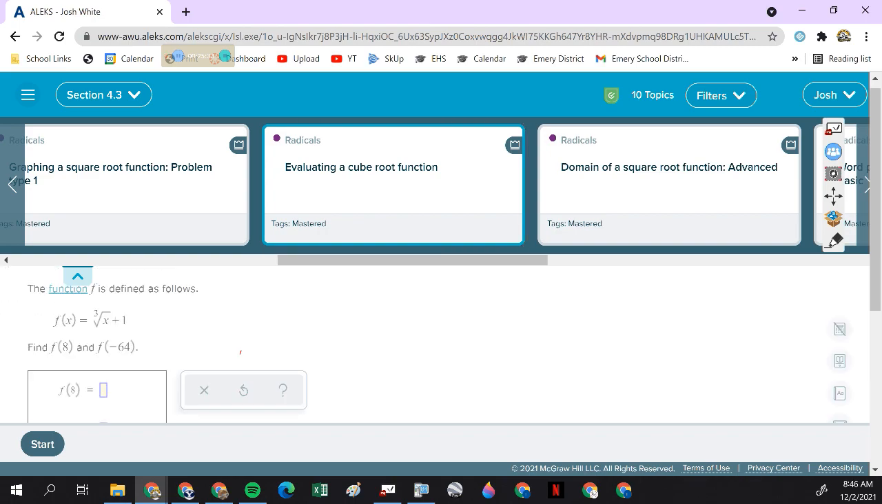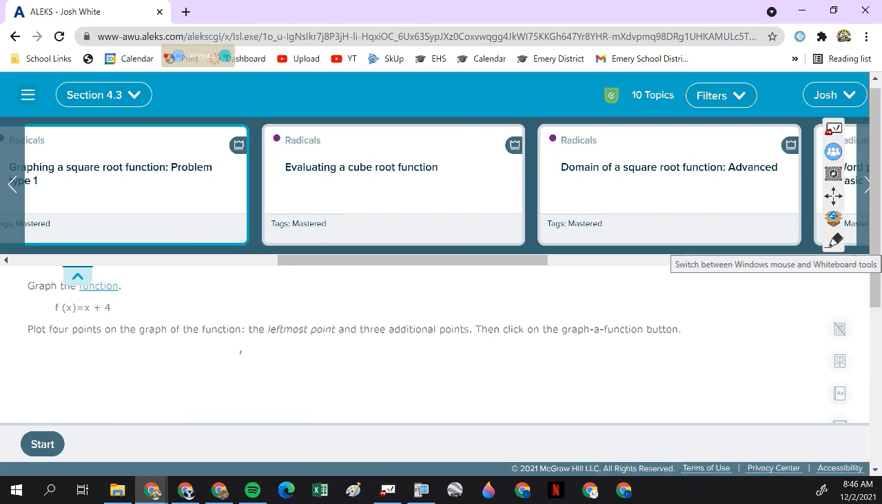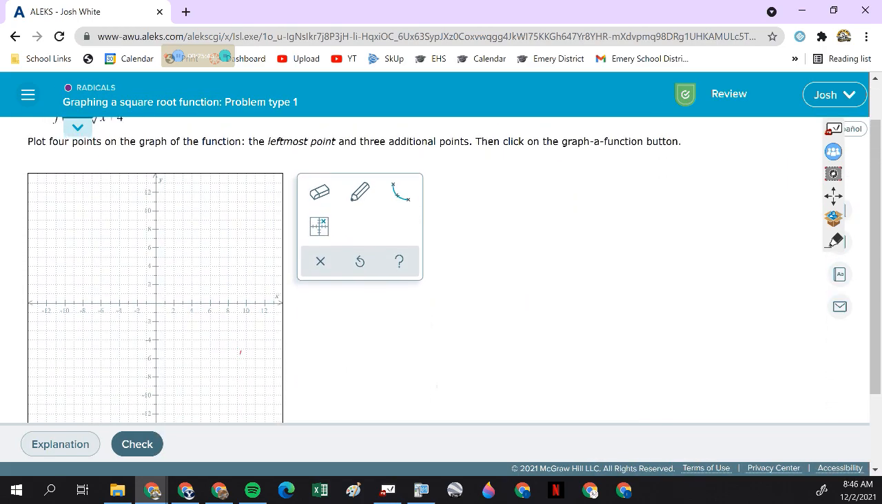Right, evaluating a cube root function. You're just going to plug in 8, take the cube root, add 1. I'm going to plug in negative 64, take the cube root, add 1. Okay, graphing a square root.